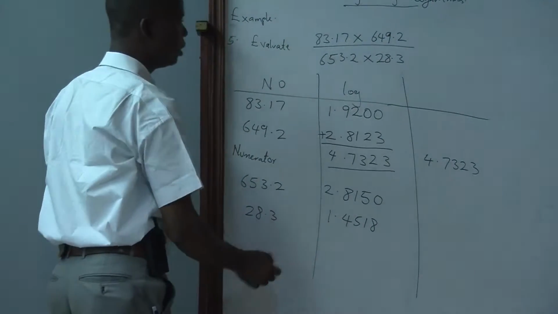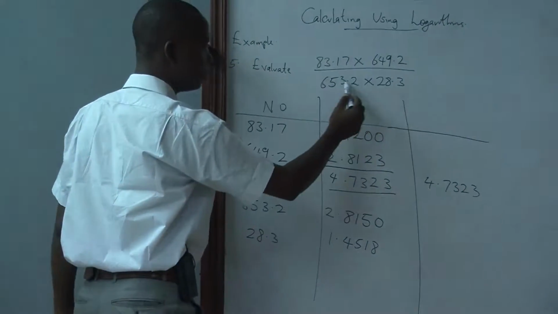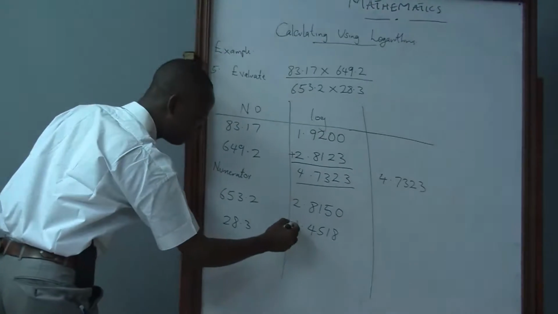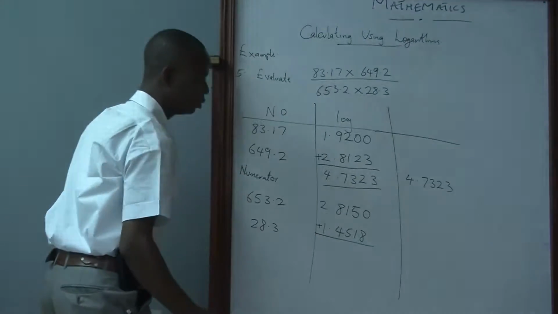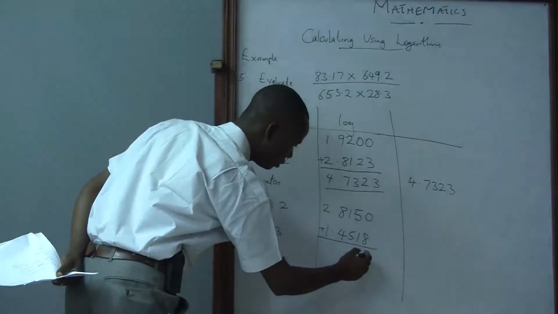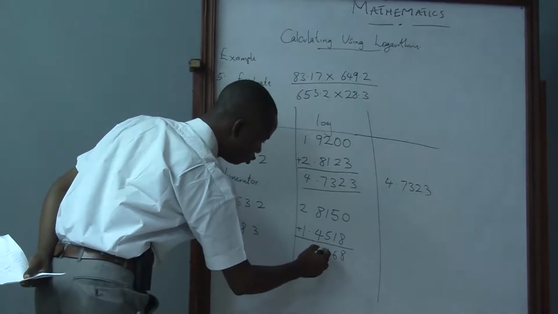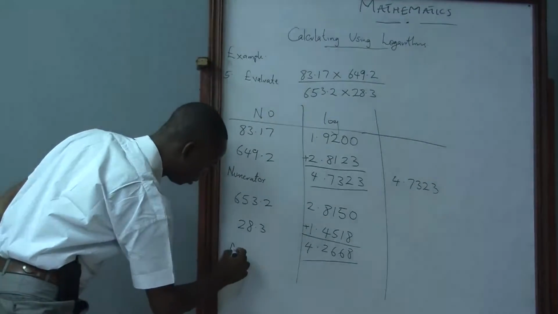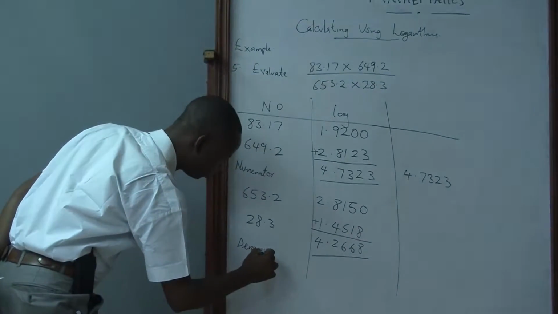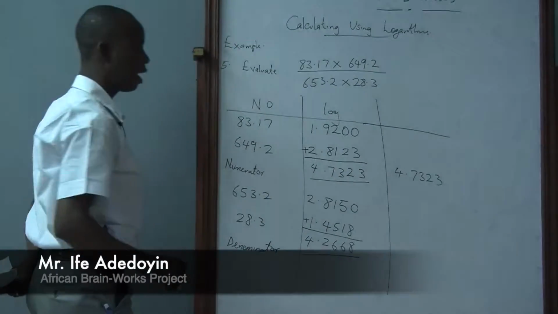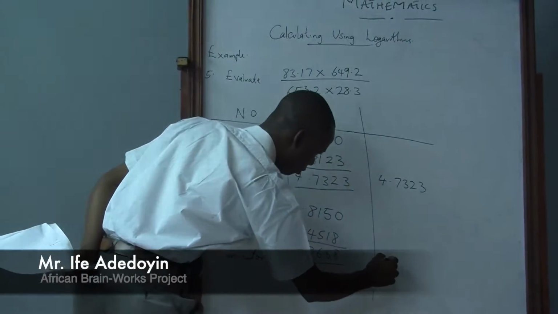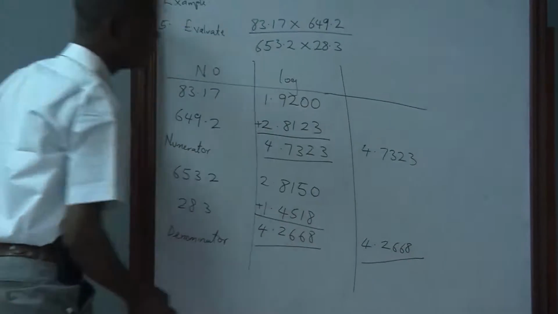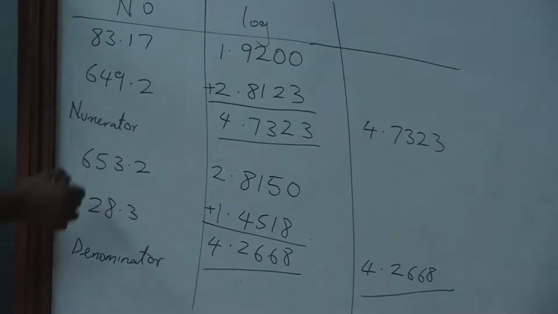4518. Now, what I have in the numerator, the operation there is multiplication. So therefore, what am I going to be doing to the log? I will be adding it, plus. So I have 8,662.4. This is my numerator. So I have my denominator to be this, 4.2668.